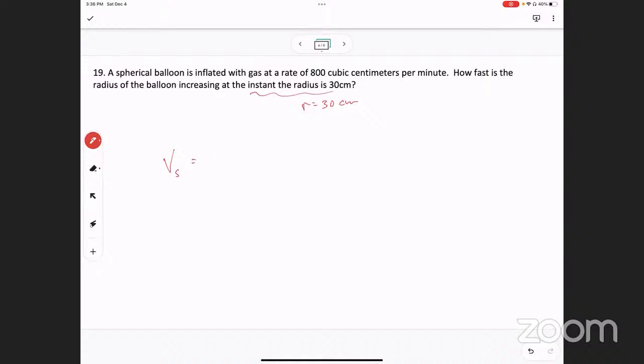4/3 pi r squared cubed, I believe. I was pretty close. Does that sound right? I think it's 4/3 pi r squared. Kind of right, but let's just search it up just in case.